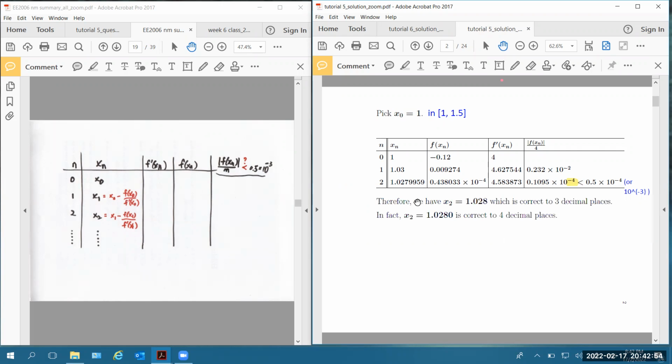So then we say that this x2, 1.028, is correct to 3 decimal places. So that's what the question requires. And of course, we say that this one is actually correct to 4 decimal places. Okay. Professor, do we have to always start from the lower bound?